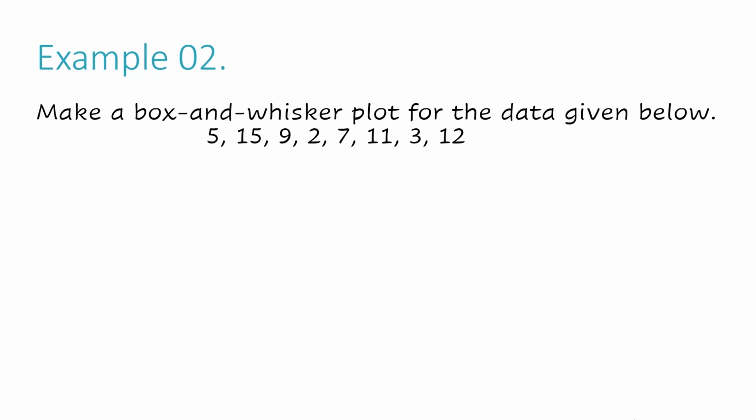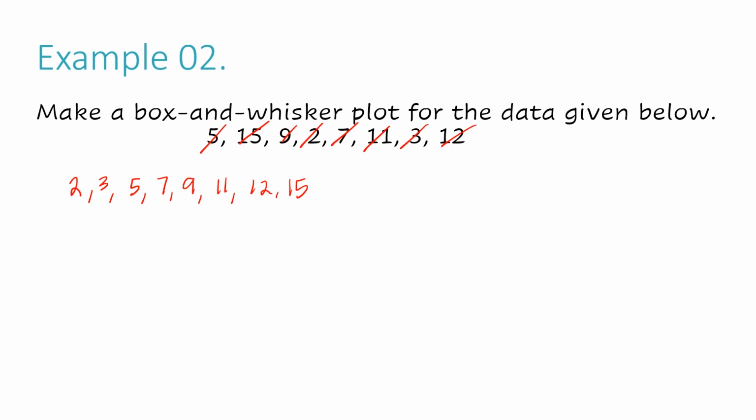Example number 2. Make a box and whisker plot for the data given below. I have the numbers 5, 15, 9, 2, 7, 11, 3, and 12. First thing we do is order these numbers from least to greatest. So I have 2, so I'm going to cross that off. The next smallest number is 3. Cross it off. 5. Cross it off. Next smallest number is 7. Cross it off. 9. Cross it off. 11. 12. And 15.